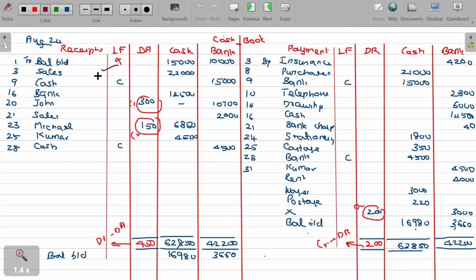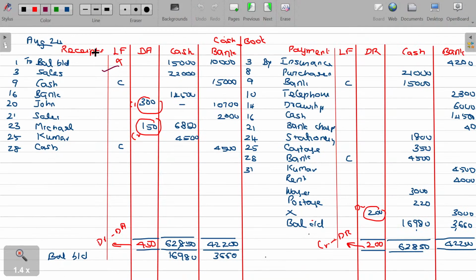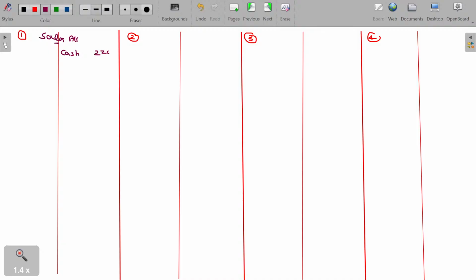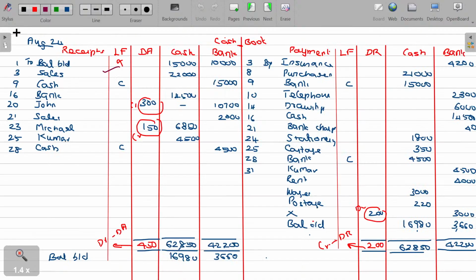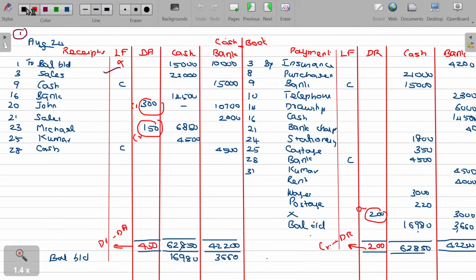In the sales account, this 22,000 should be posted as cash. The value being 22,000. I assume this being the ledger book, page number 1. I name here page number 1. This will be called journal folio. Here I will number this being 1, representing ledger folio.